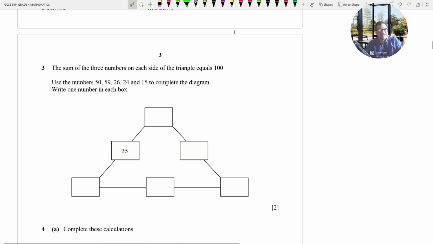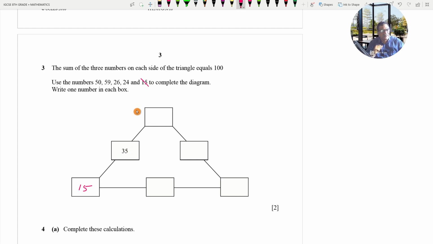Now question number 3 says that the sum of the three numbers on each side of a triangle equals 100. So you are supposed to take these as the three sides of a triangle, and put the numbers in these boxes from these numbers, that is 50, 59, 26, 24 and 15. You have to take care that the sum of all the numbers along the sides should be equal to 100. So let us try putting the numbers. This is 35 given. So let me put a 15 over here. That will make 35 plus 15 equal to 50. So this is gone.